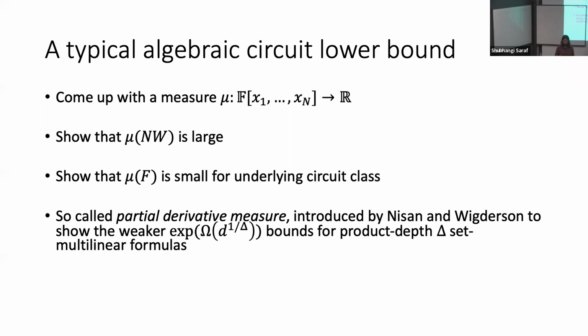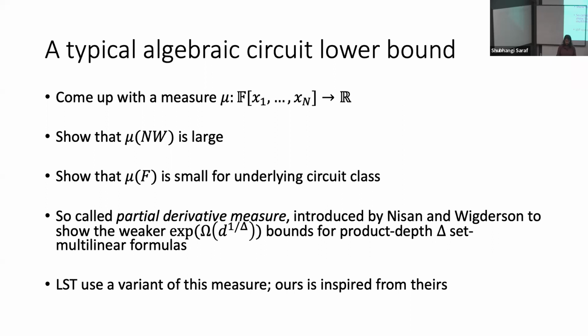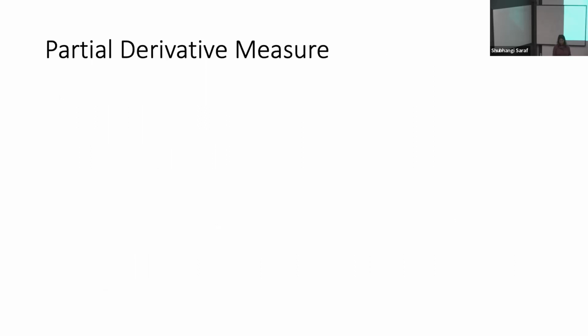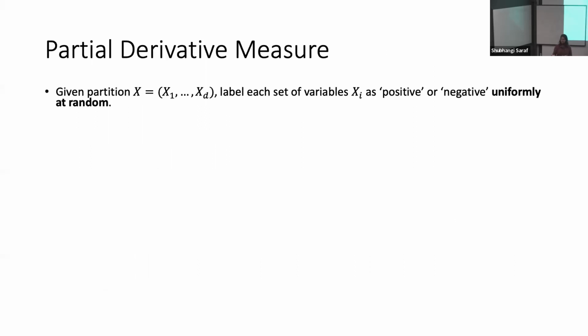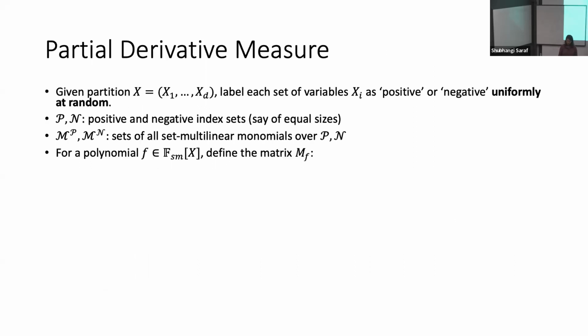So we'll use the partial derivative measure. It was introduced by Nisan and Wigderson a long time ago and has been refined and further developed in subsequent lower bound works. Even LST use a variation of the partial derivative method. And the method we use is a hybrid between LST and some works of Raz in the past. So let me just quickly define it, and I won't go too much into detail.